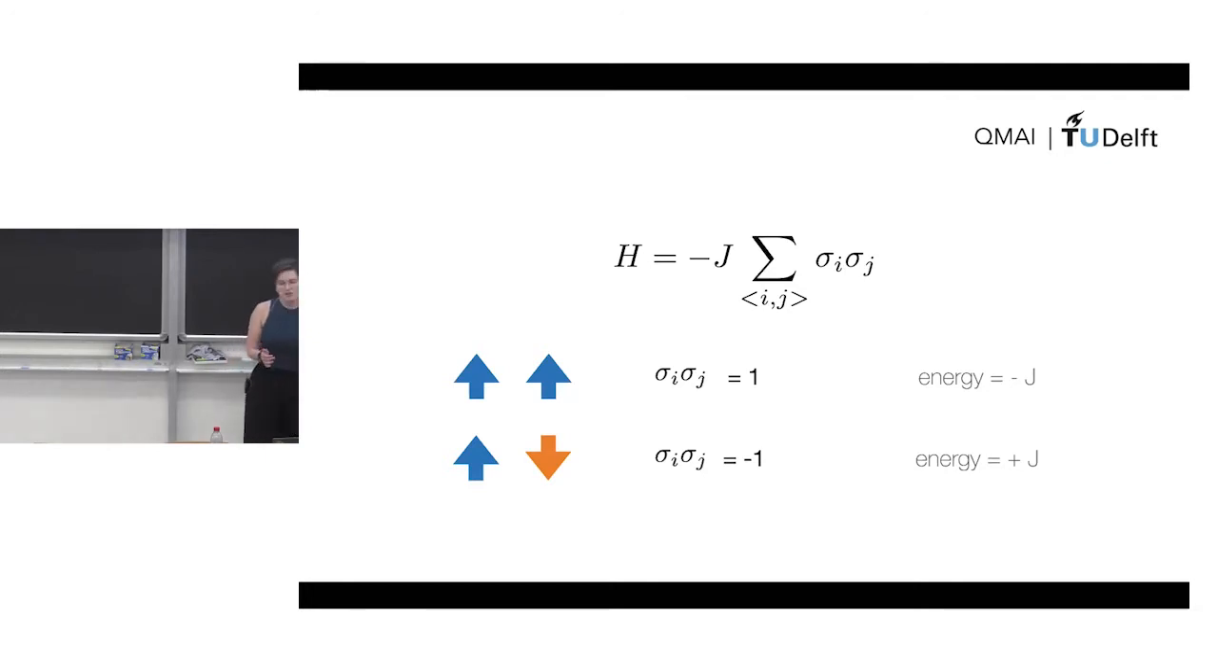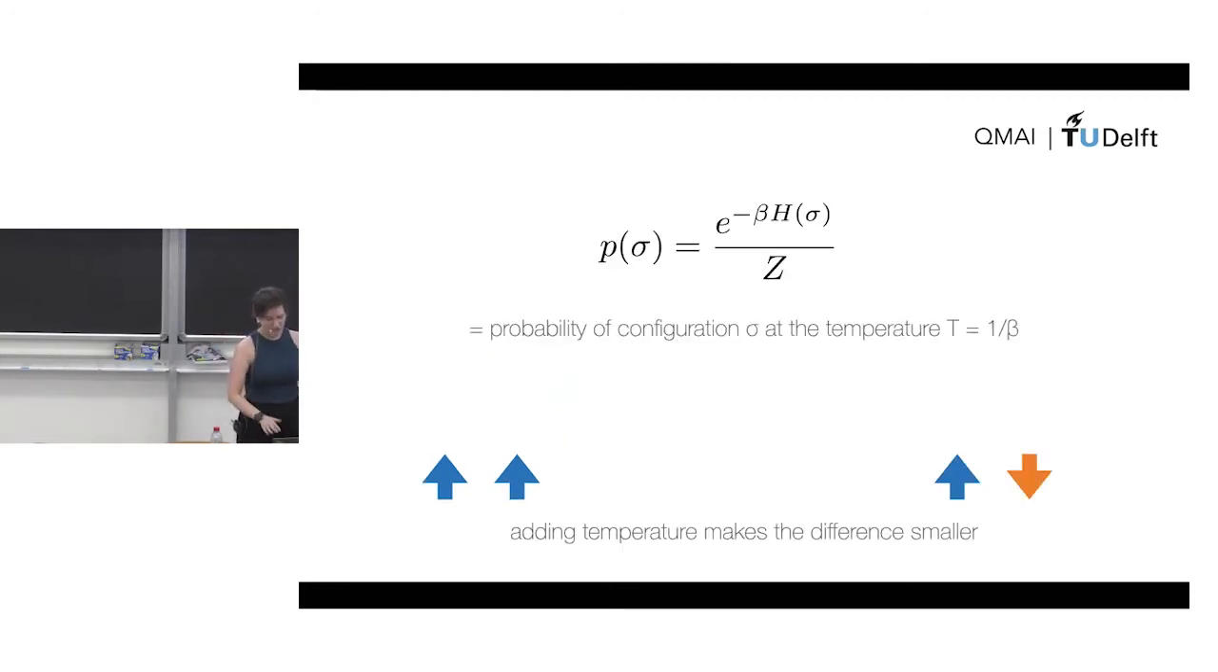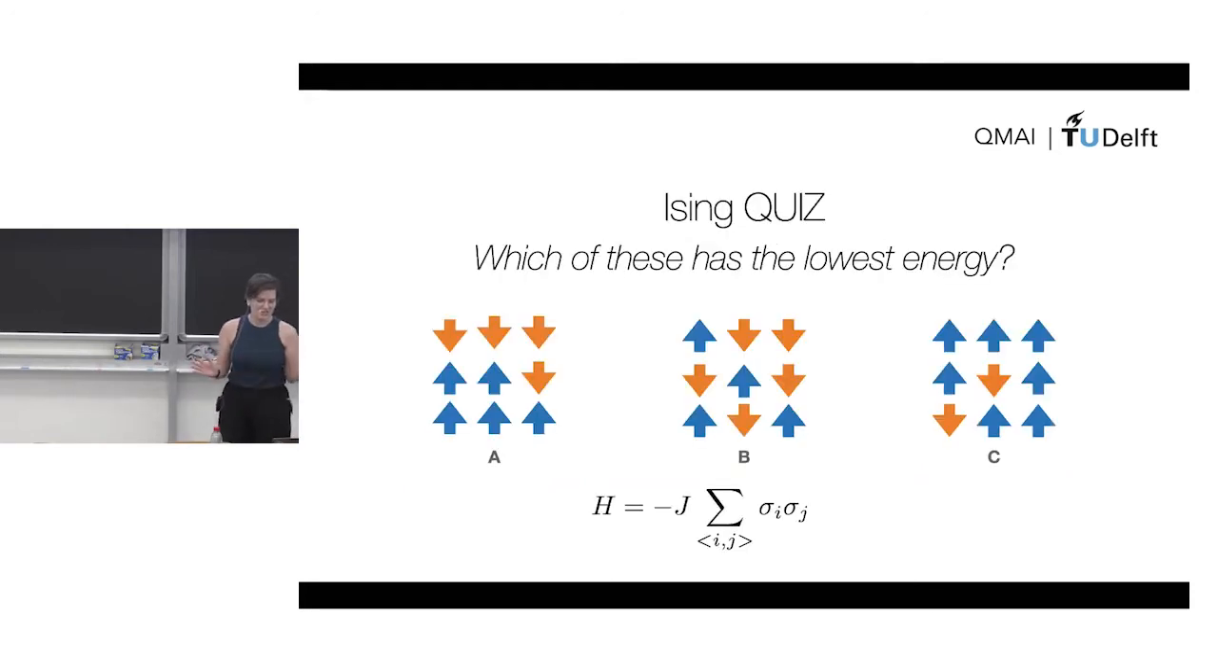But yeah, okay. So the Ising model on a 2D lattice is specified by this Hamiltonian that gives you energy minus J if the spins are like this, and energy plus J if the spins are like this. So this is better for lowering the energy of your system. If you start adding temperature into this system, the Boltzmann distribution tells you the probability of a specific configuration at a given temperature. But effectively, what adding temperature physically does is that the difference between this and this becomes smaller, to the degree that eventually you will have a phase transition. But okay, now everyone is already familiar, but just a quick quiz. Which of these has then the lowest energy?